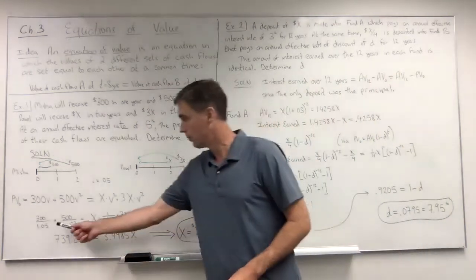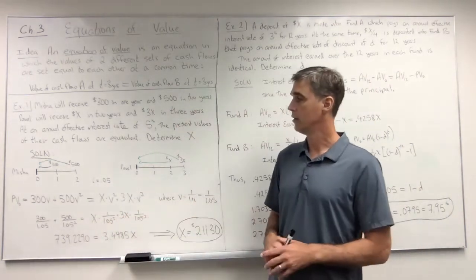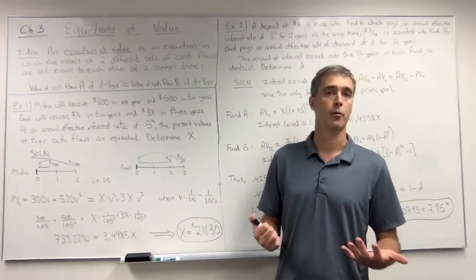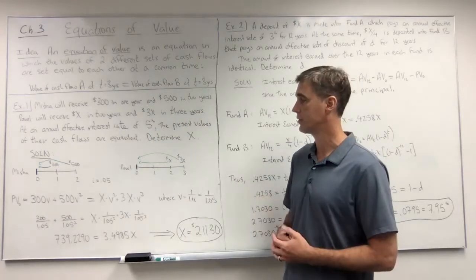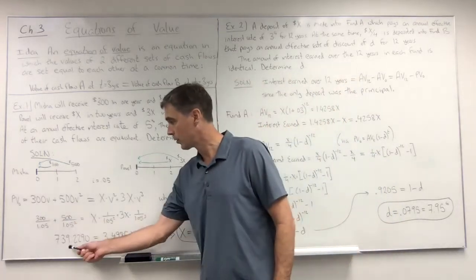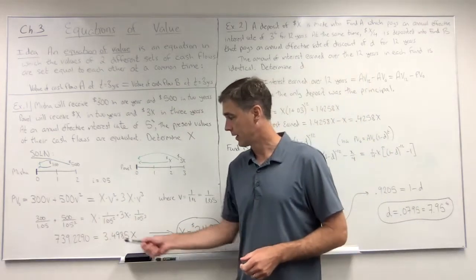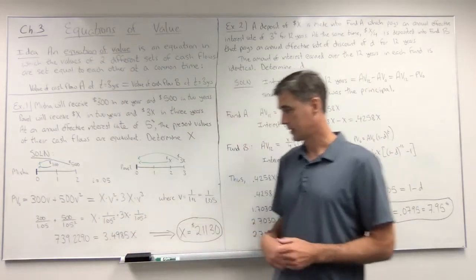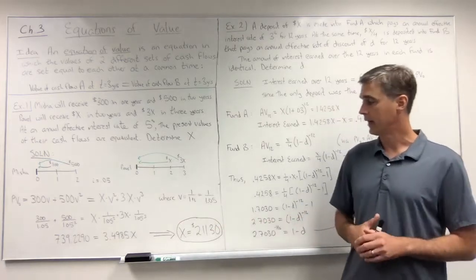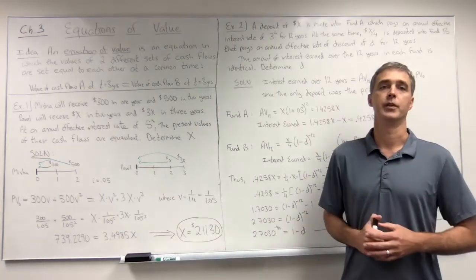All right, so there I've copied everything out again, replacing the V's with 1 over 1.05, 1 over 1.05 squared. The left-hand side cranked out to be 739.2290. The right-hand side cranked out to be about 3.5 copies of X. And when I divided, I got an X value of $211.30.